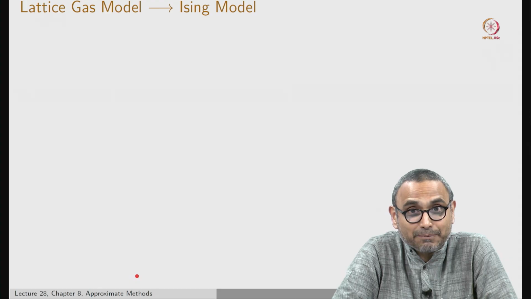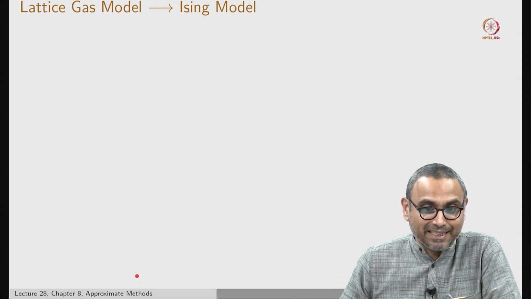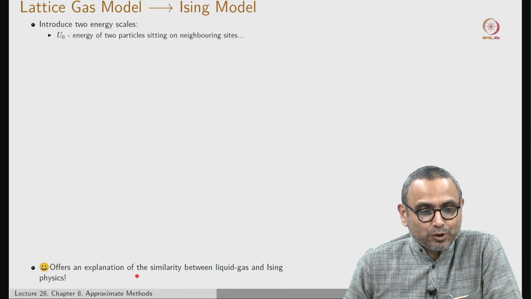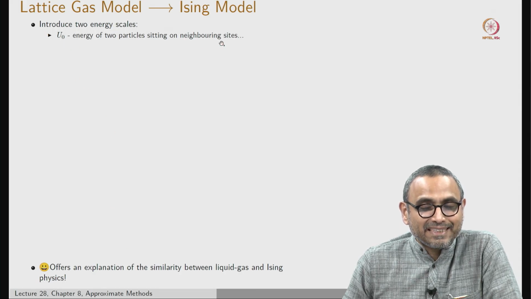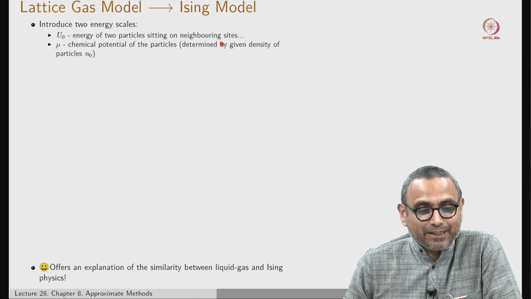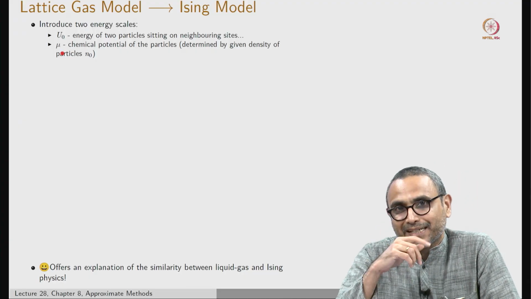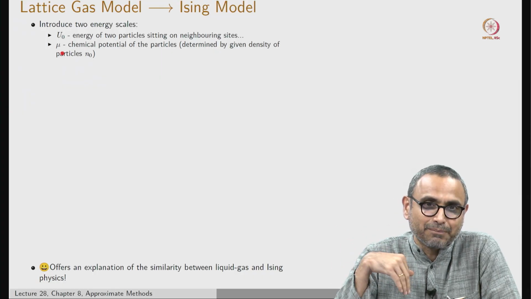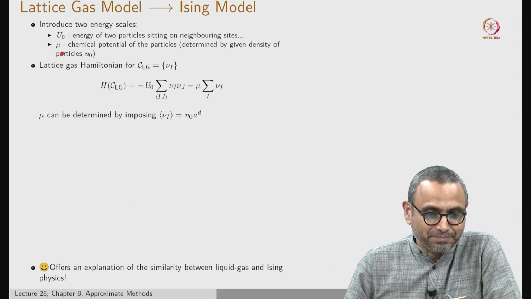Okay. So in this slide I am going to show you that the lattice gas model can be mapped to the Ising model. That is the interesting thing. We are going to introduce two new energy scales. There is an energy scale U0, which is the energy if the particles sit on two neighboring sites, and then there is a chemical potential for the particles. If you think about the interacting particles model, this is exactly the set of things we had: a potential of interaction between the particles, and the chemical potential was the other scale.